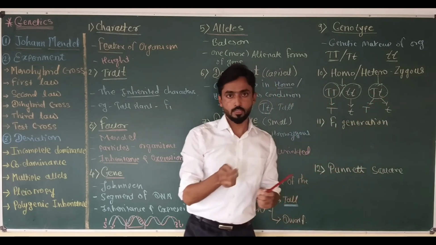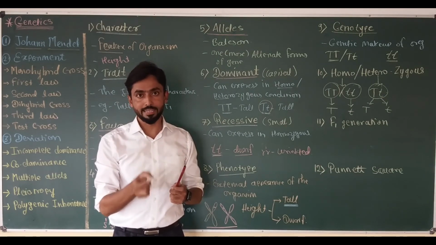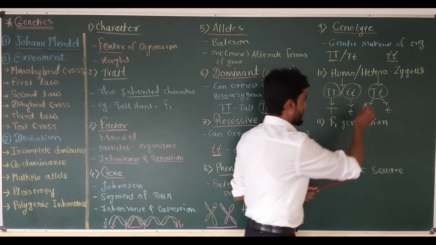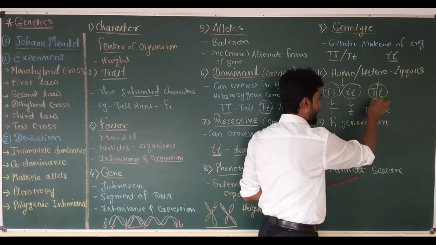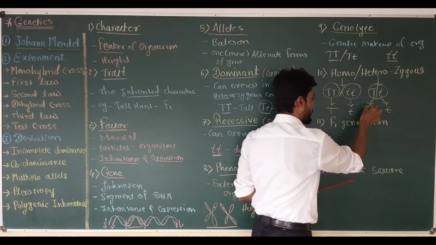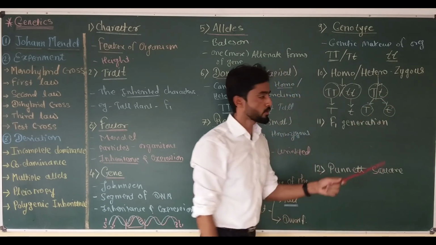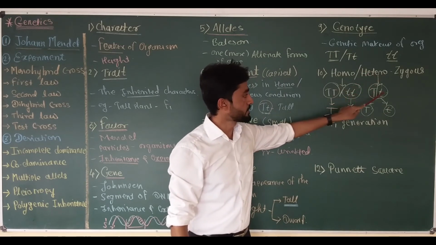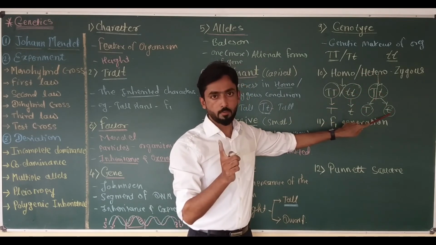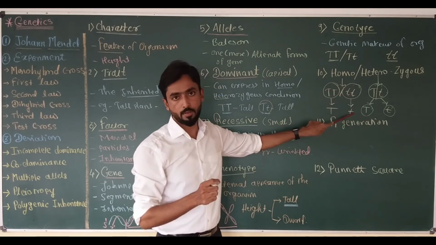We know that the second law of Mendel, the law of independent assortment or law of segregation, tells that the alleles get separated at the time of gamete formation. So this capital T will produce one gamete, while the small t will also produce another gamete. So heterozygous organisms produce two different types of gametes, while homozygous organisms always produce a single type of gamete.